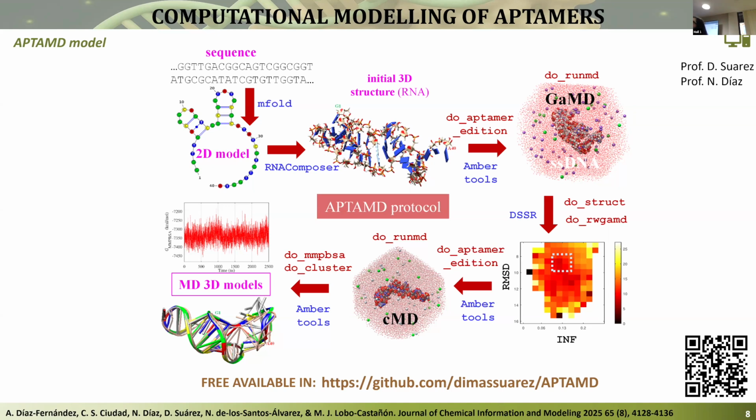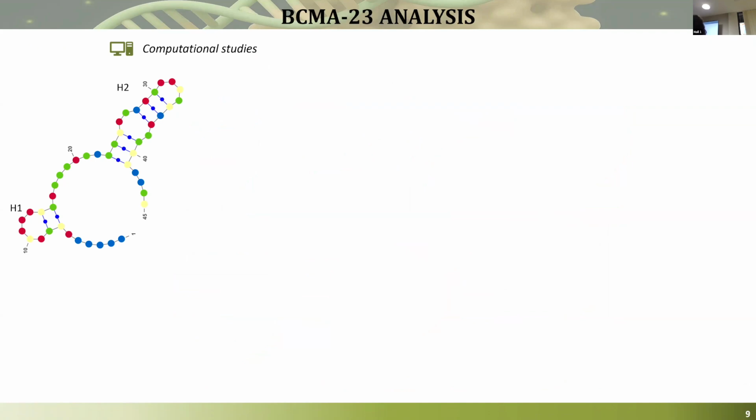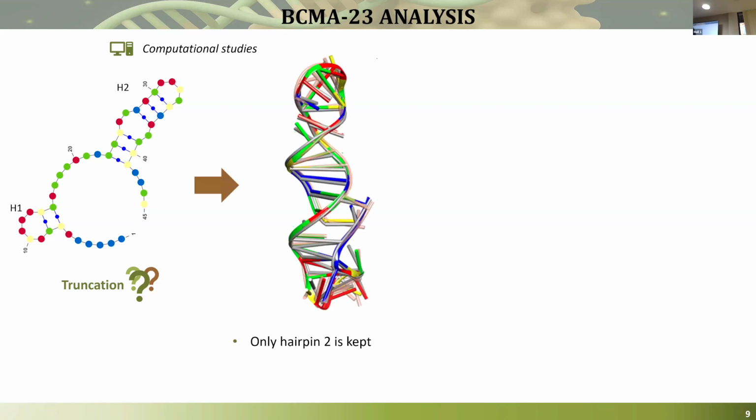So we employ this with 3 of the aptamers selected. The first one was BCMA23. This is the secondary structure, and as you can see, it has a hairpin here, a small one, and a big one here. So we thought, okay, maybe we can improve the affinity by truncation, but based on this, it's almost impossible to know where to cut it. So we performed our protocol, and this is the structure.